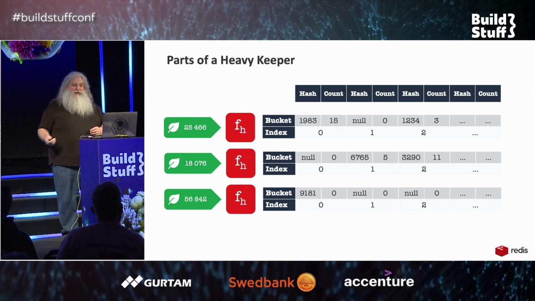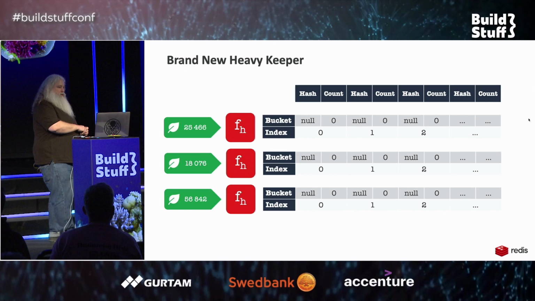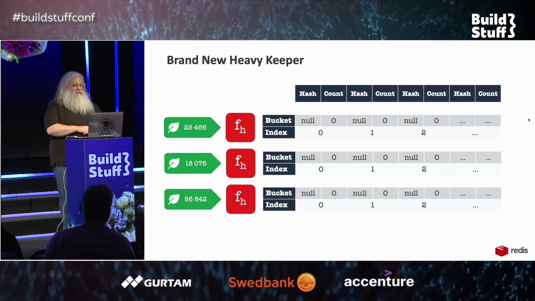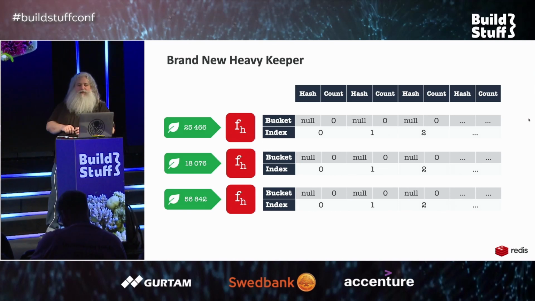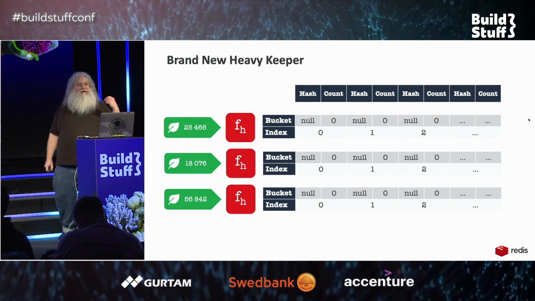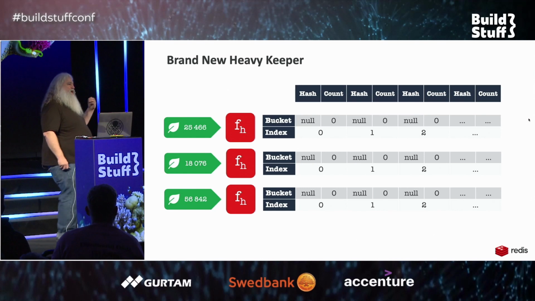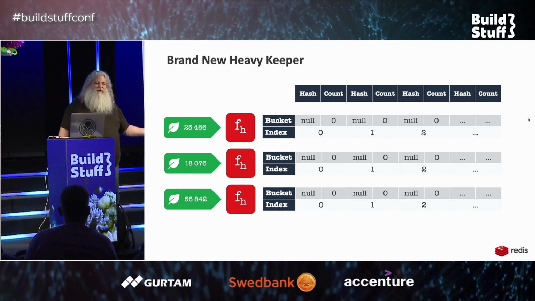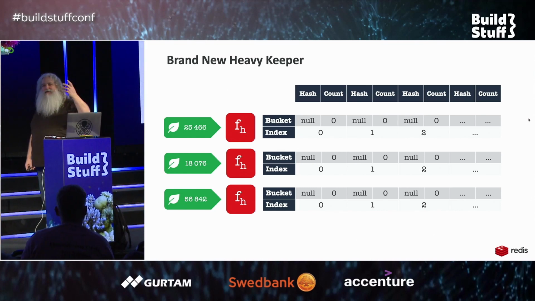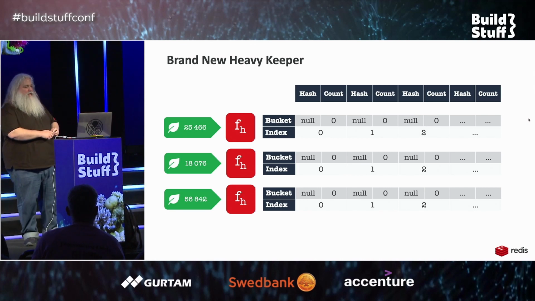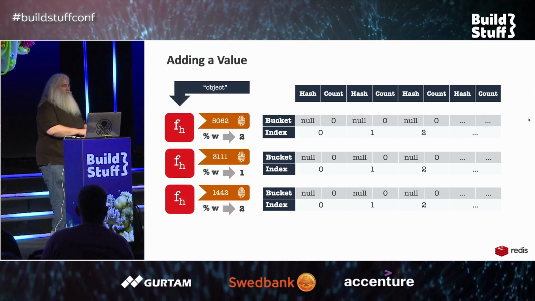A brand new heavy keeper has all zeros and nulls in it. It's empty. So what we're going to add to our heavy keeper are common UFO shapes. We want to count them and say, what's the top 3 most common shapes of UFOs based on our data set? So we'll tear through our data and start adding them to the top K structure. And so let's start with object, which is a shape.